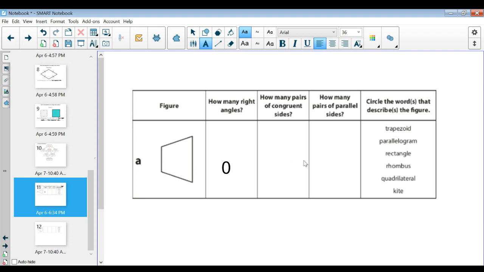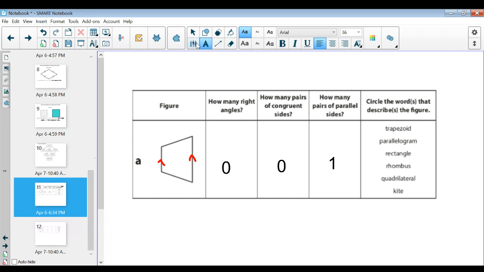How many pairs of congruent sides or equal sides? I can't say for sure that there are any equal sides here. How many pairs of parallel sides? Remember, parallel means that they're never going to touch. I do see that this right and left side are parallel to one another and that they're both going straight up and down. So that means we have one pair. A pair means two sides. So we have one pair of parallel sides.